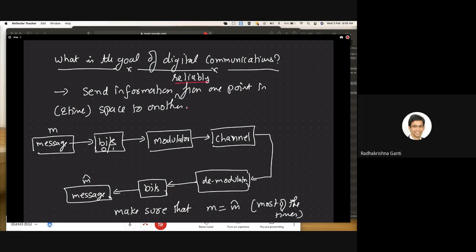If it was an analog communication system, you would not have bits there. You would take your message and put it directly into your modulator, and you would receive the message. So in an analog communication system, you do not talk about the transmitted message being equal to the received message, because they'll never be the same. Whereas in a digital communication system, you can say that M is equal to M hat. The messages are discrete.